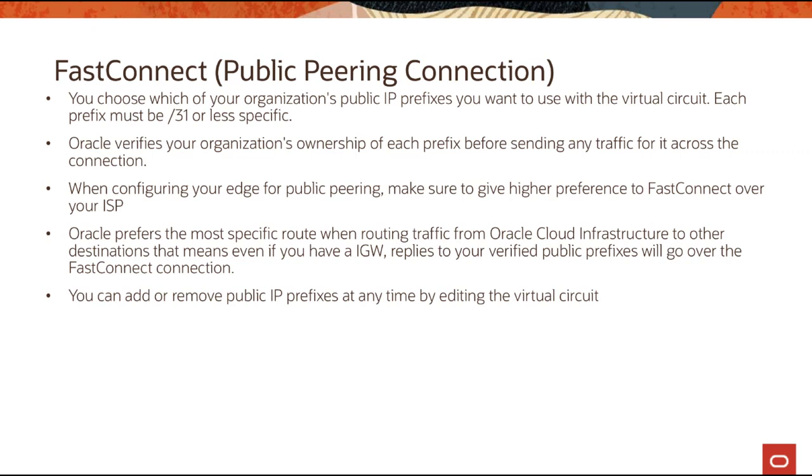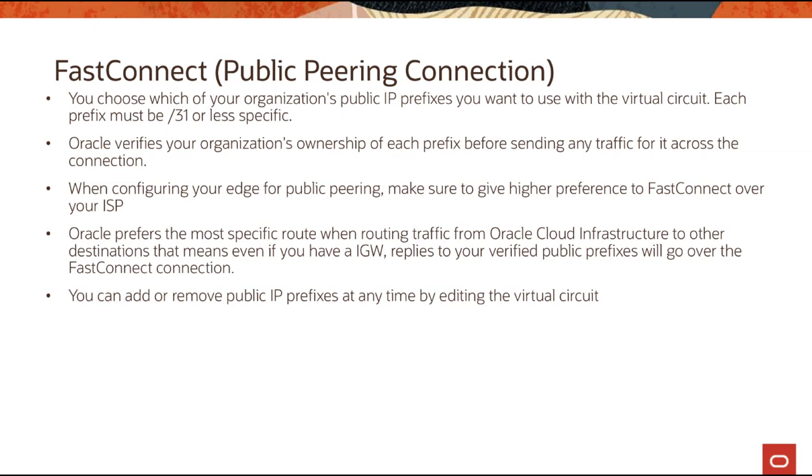Oracle will verify your organization's ownership of each prefix before we send out any traffic on that FastConnect connection, and that can take up to 3 business days. You will get the status of the verification in the console or the API, and we will begin advertising Oracle Cloud Infrastructure public IP addresses across that connection only after successfully verifying at least one of your public IP prefixes that you have provided.